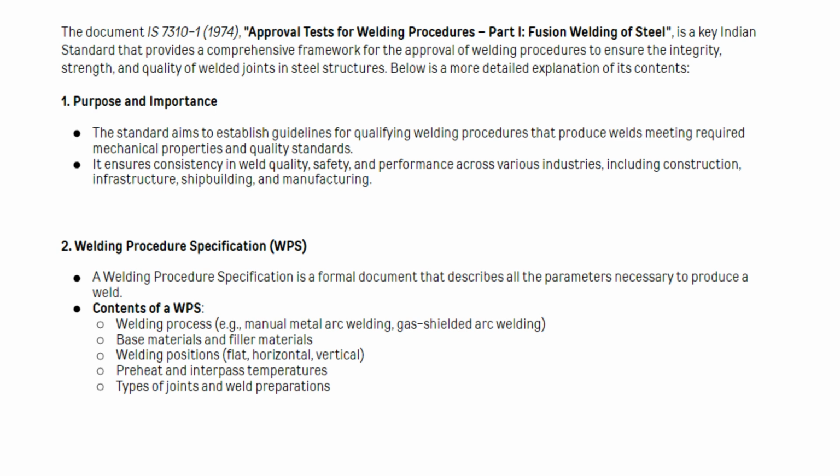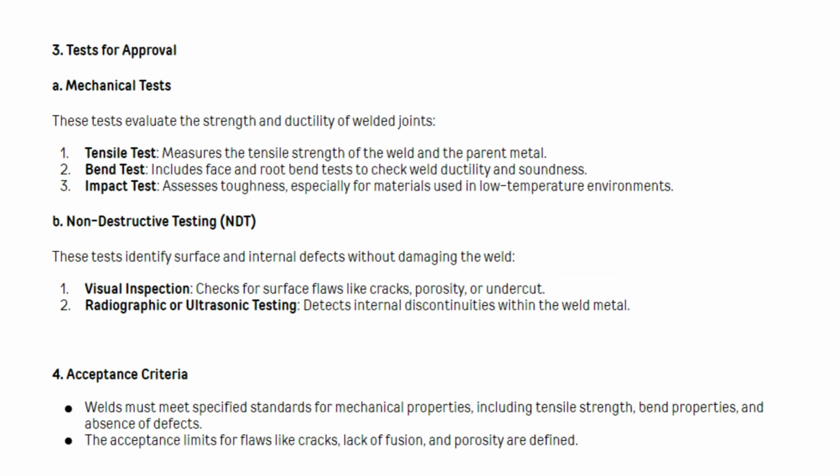Contents of a WPS: welding process, for example, manual metal arc welding, gas-shielded arc welding; base materials and filler materials; welding positions, flat, horizontal, vertical; preheat and interpass temperatures; types of joints and weld preparations. 3. Tests for approval. A.